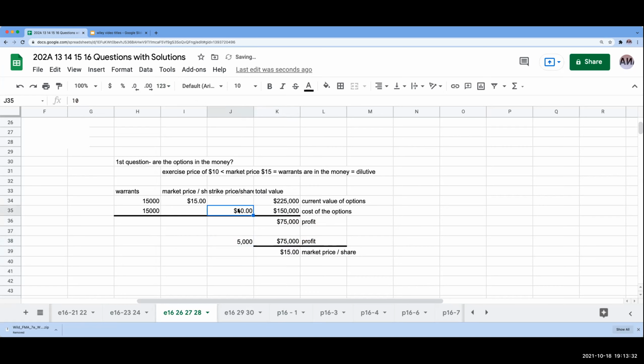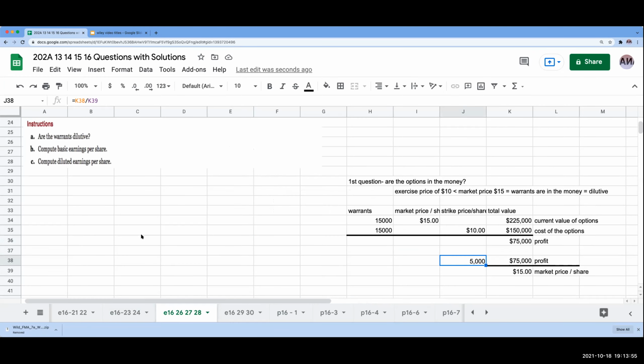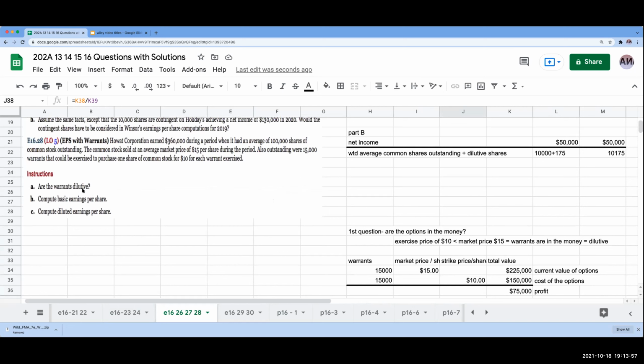So if they were to do a cashless exercise, why would they do this? I can basically buy them for $10 per share. If I do a cashless exercise, the value of these is $75,000. I divide this by the market price per share and I get 5,000 shares that should be issued. So the warrants are dilutive because the exercise price is below the market price.